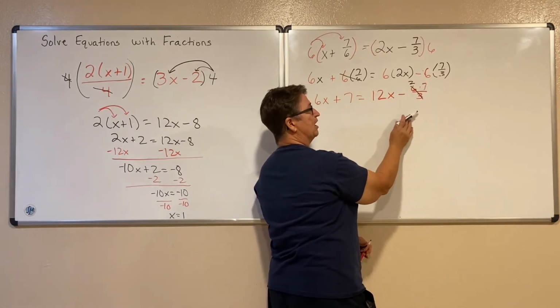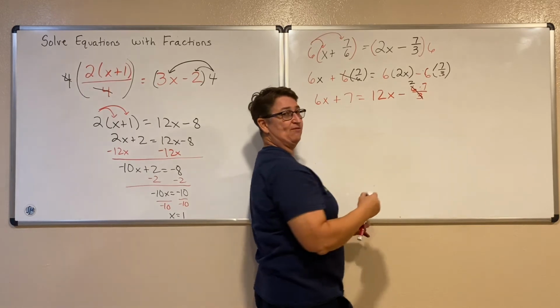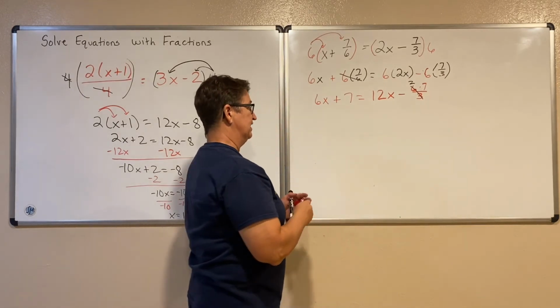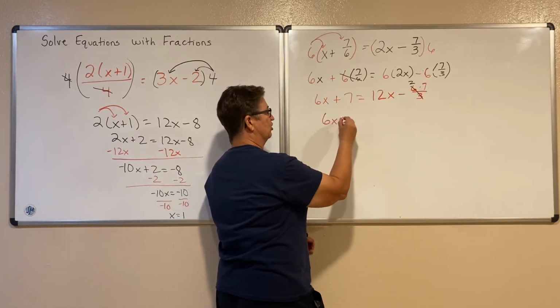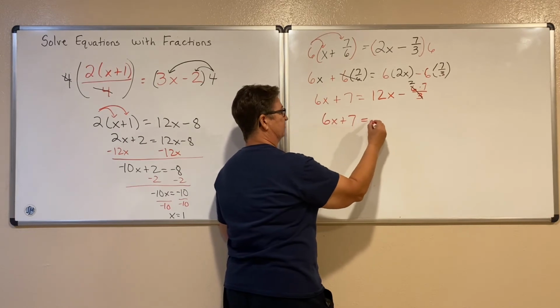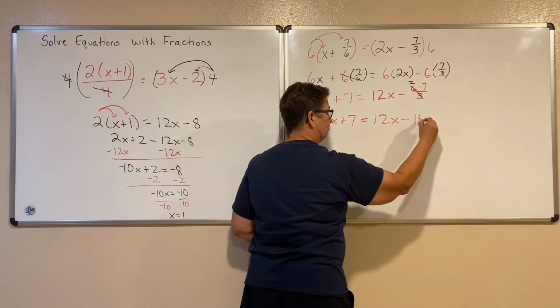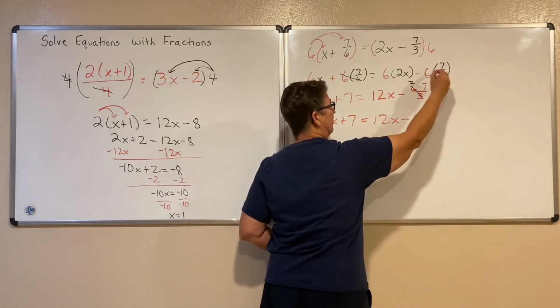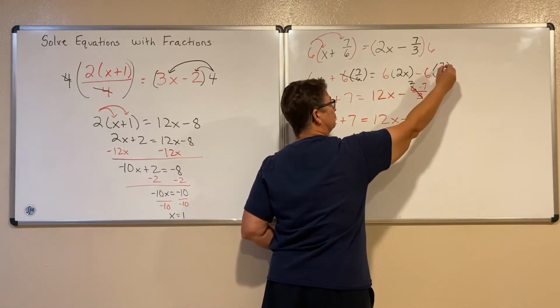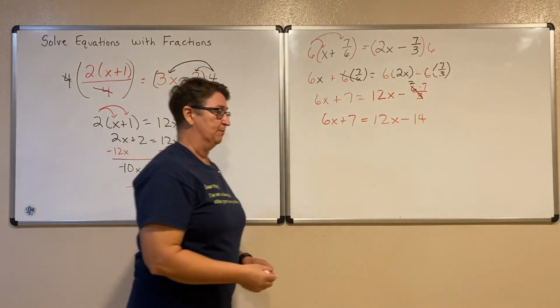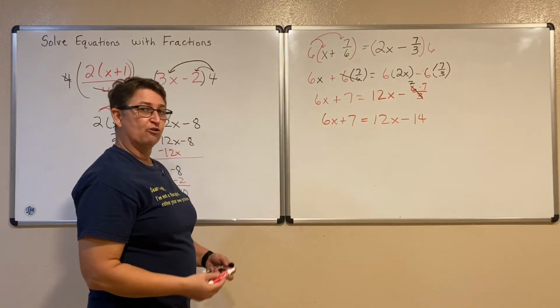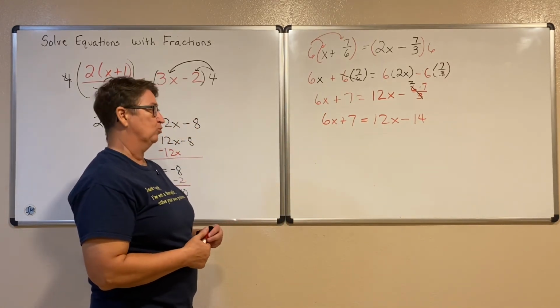So I really end up with 2 times 7 there, or 14. So my equation looks like this: 6x plus 7 is equal to 12x minus 14. So this 6 divided by 3 became 2. 2 times 7 gave me that 14. Now I'm going to solve my equation just like I normally would.